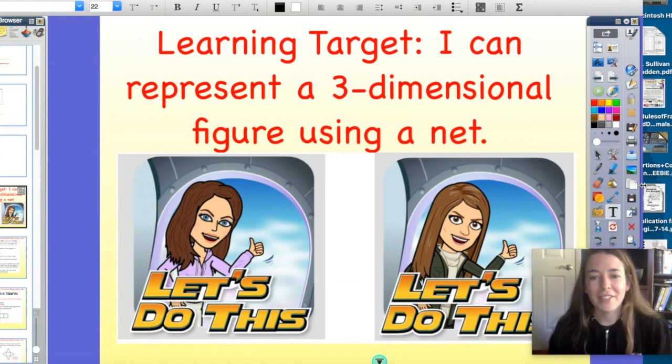Hello, 607 and 608. Today's learning target is I can represent a three-dimensional figure using a net. So thus far, we have been working with 3D figures. We were working with rectangular prisms, and we were finding the volume of them. So now we're going to continue working with some 3D figures, but we're moving on from volume.